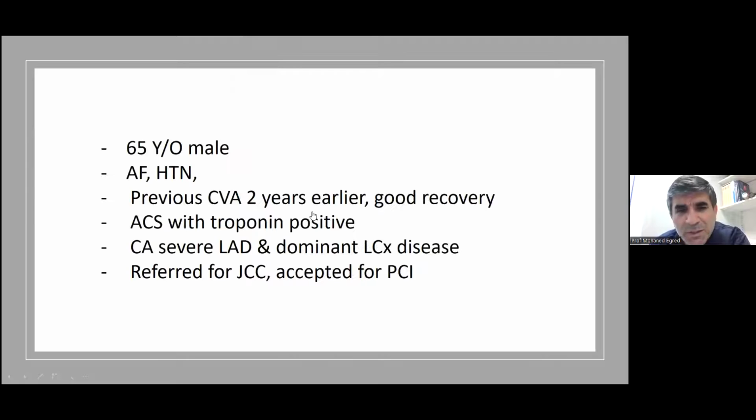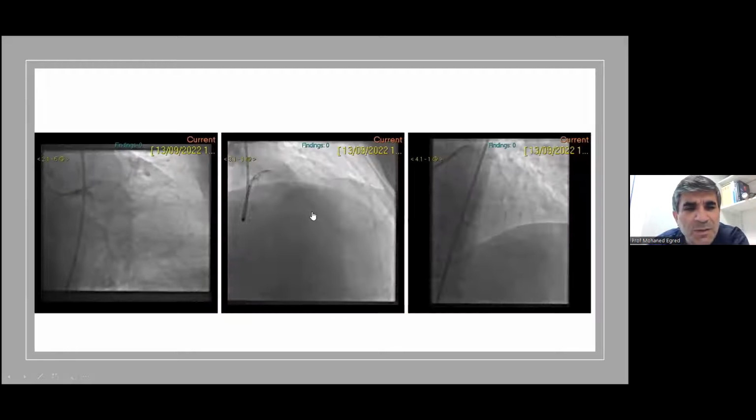So the second case I'm going to share, he's 65 years old with a history of atrial fibrillation and hypertension. He has had CVAs before, but good recovery. Presented with troponin positive ACS. He had an angiogram which showed severe LAD and dominant circumflex disease. He was referred for the JCC and MDT discussion and was accepted for PCI because of his CVA, and he also himself did not want surgery. This is his setup angiogram.